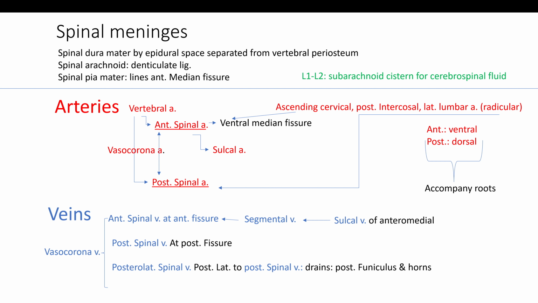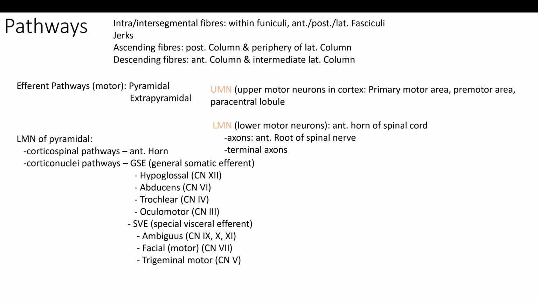Then the veins of the spinal cord, in a similar fashion, with the anterior spinal vein at the anterior fissure, receiving blood from segmental veins and sulcal veins, receiving from the anterior medial part of the spinal cord, the posterior spinal vein at the posterior fissure, and posterior lateral spinal veins on the posterior surface, joining the posterior funiculus and posterior horns, with again a venous vasocorona connecting the anterior spinal vein with the posterior lateral spinal veins and the posterior spinal vein. Now, the basics of the pathways.